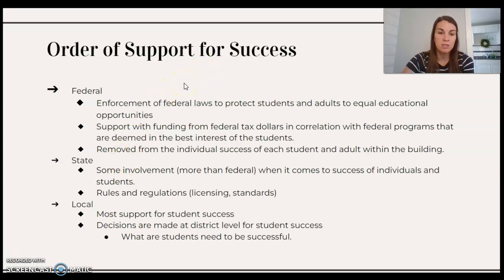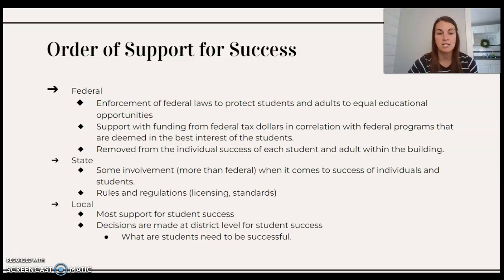At the federal level, enforcement of federal laws to protect students and adults, to equal educational opportunities. Everyone is treated fairly. They all have the same opportunities ahead of them. And then the federal side, they support the schools with funding from federal tax dollars in correlation with federal programs. These programs are often deemed important and in the student's best interest for student success. The federal level is removed from the individual success of each student personally, but they oversee and they try to support as much as they can.